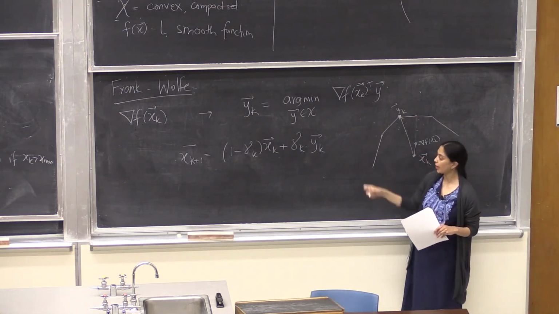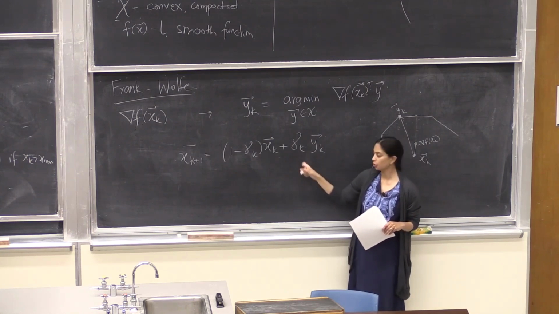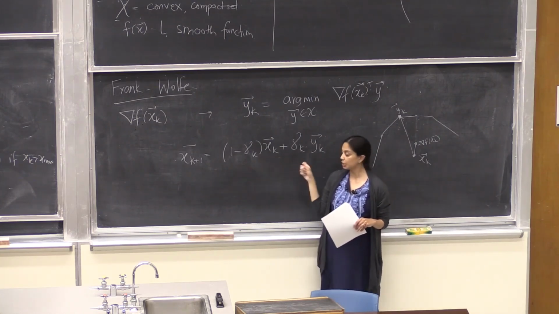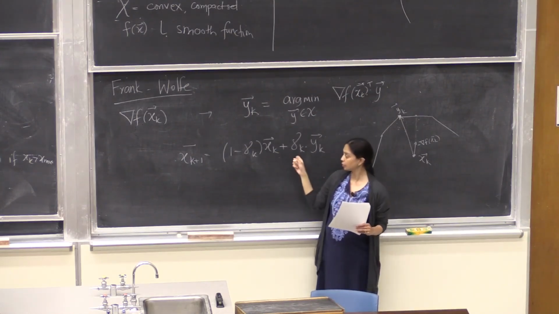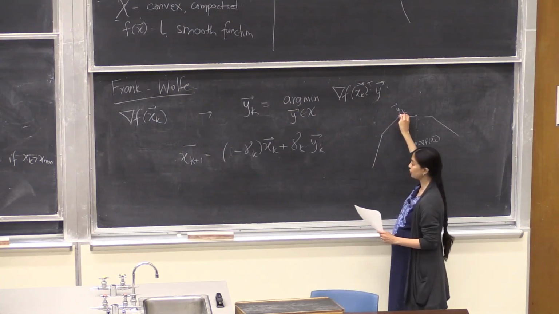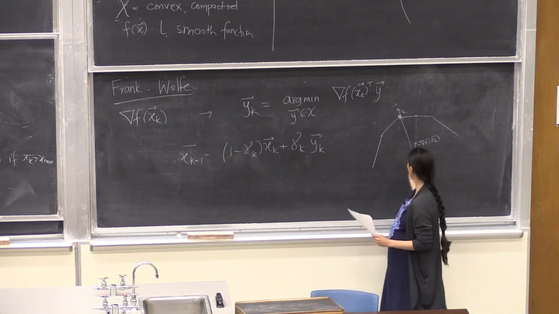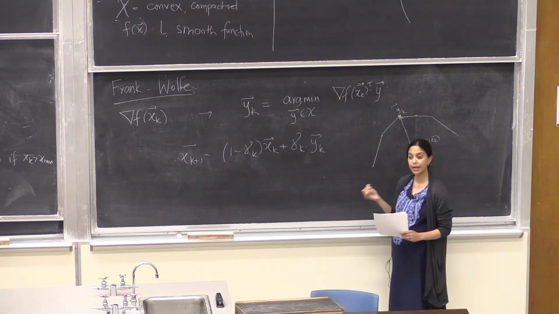So I find this y, and then I say, look, I'm going to average these 2 points. So gamma k determines how much I go towards yk. If I choose gamma k equal to 1, I'm basically jumping all the way to yk. If I choose gamma k equal to 0, I'm not moving at all. I'm just staying exactly at xk. So gamma k is kind of playing the role of my step size.